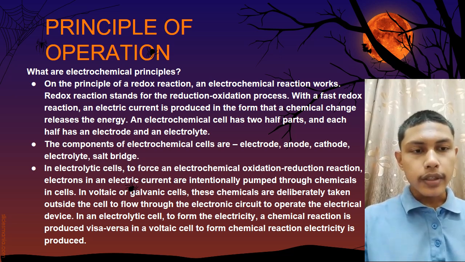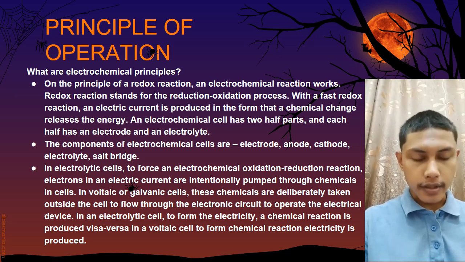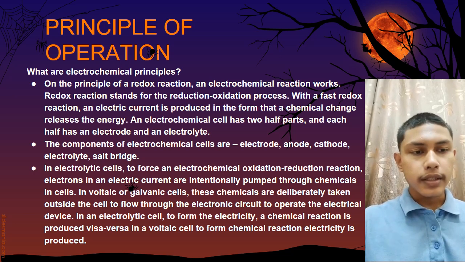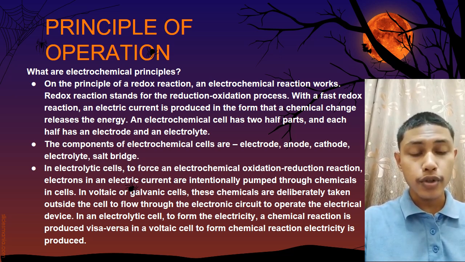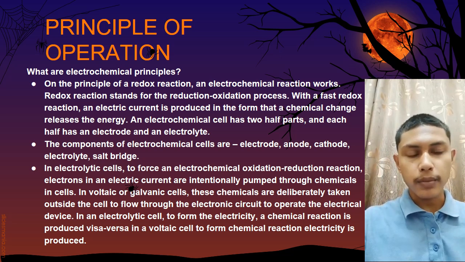In an electrolytic cell, to form the chemical reaction, electricity is used, and vice versa. In a voltaic cell, a chemical reaction is used to produce electricity.